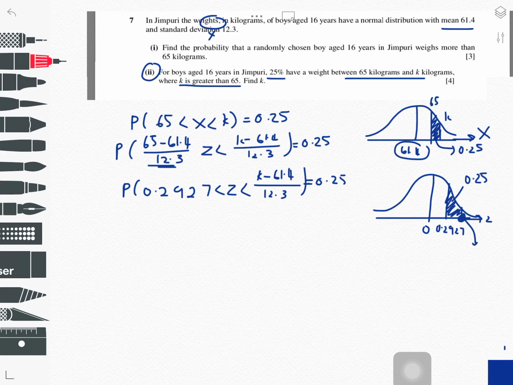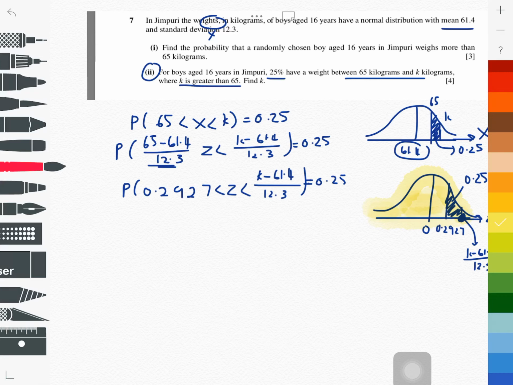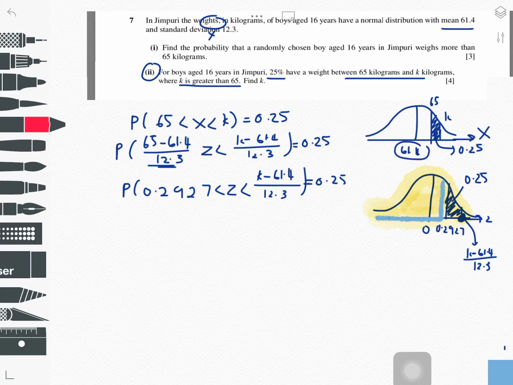What is the coordinate for this z value? k minus 61.4 over 12.3. So at this point, how do I interpret this sketch? How do I do this? It means you have to find the area of this whole region, because the table will read for you the lesser part. But you don't know what to read because you don't know the k value. But you also know that another easier part here, that you can read from here. How can I read for this probability?